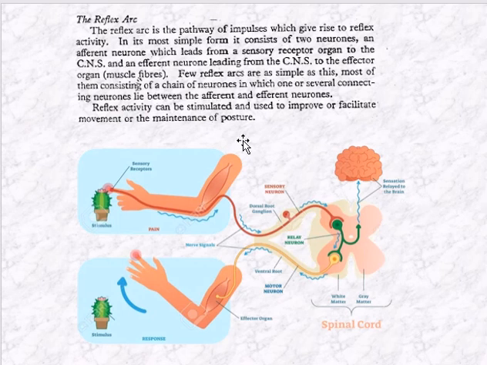What is a reflex arc? A reflex arc is a pathway of impulses which gives rise to the reflex activity. In its simplest form, it consists of two neurons: an afferent neuron, which leads from the sensory receptor organ to the CNS, and an efferent neuron leading from the CNS to the effector organ, that is the muscle. Pure reflex arcs are as simple as this. Most of them consist of chains of neurons in which one or several connecting neurons lie between the afferent and efferent neurons. Reflex activity can be stimulated and used to facilitate movement and maintenance of posture.